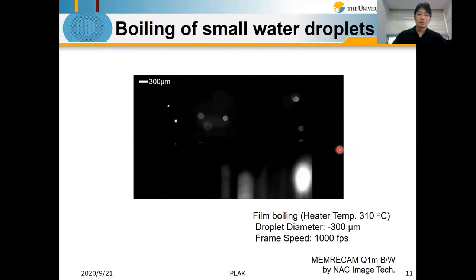Next, we tried to make the water droplets even smaller. Here, this white bar shows a length of 300 micrometers. 300 micrometers is 0.3 millimeters. This small ball is a water droplet. At the same time, the hot plate temperature is 310 degrees Celsius. This means film boiling again, and the frame speed is even slower, 1000 frames per second.